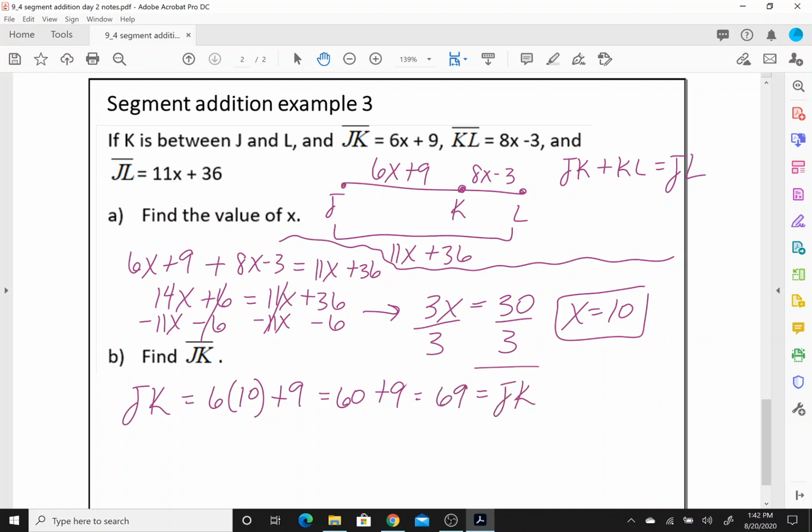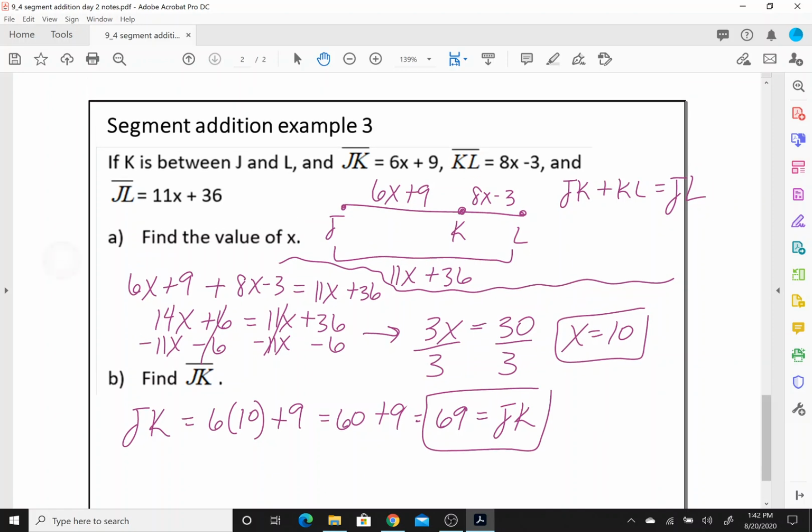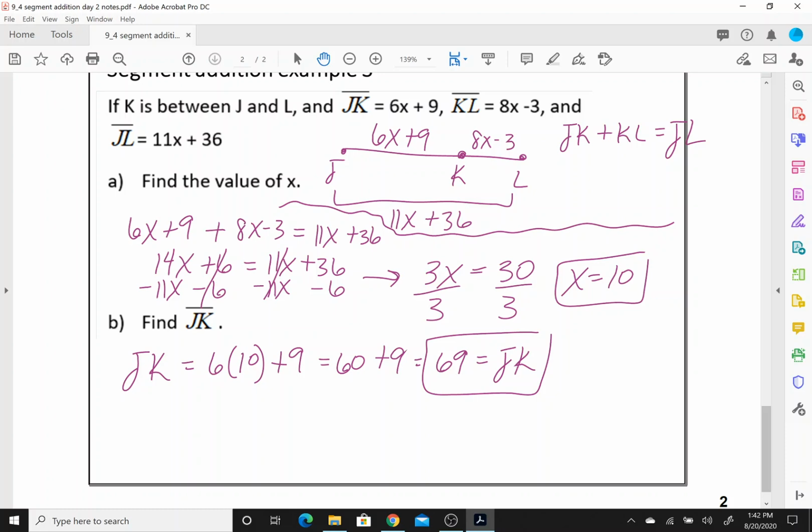That is JK. All right, guys, these last couple of problems are the most complicated kinds of segment addition problems you're going to have. So if you can do this and you understood all that, you're going to be good to go.